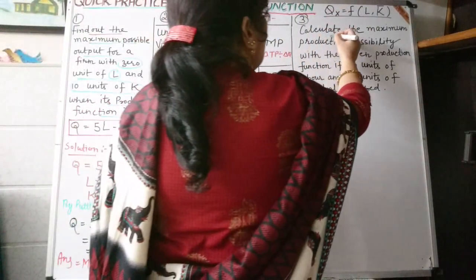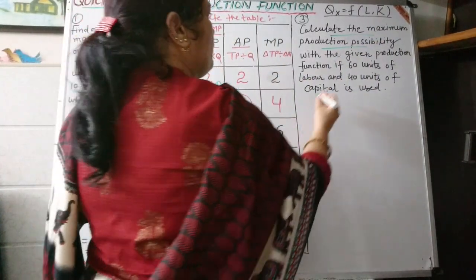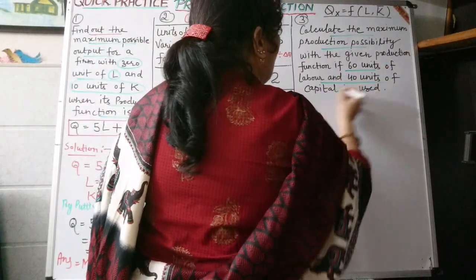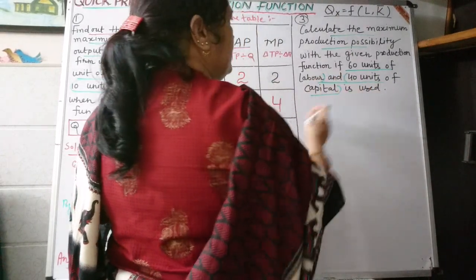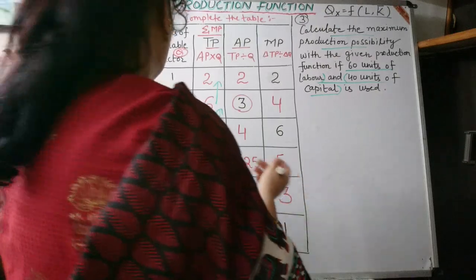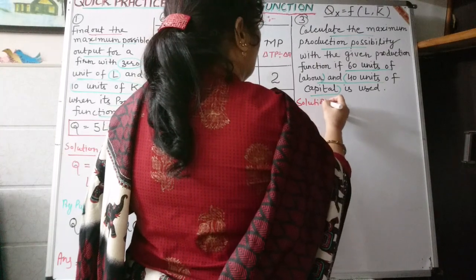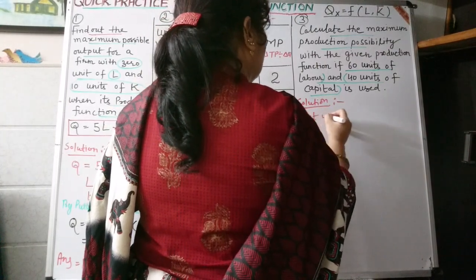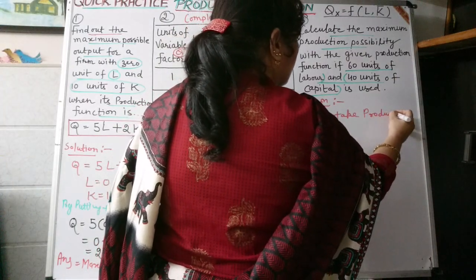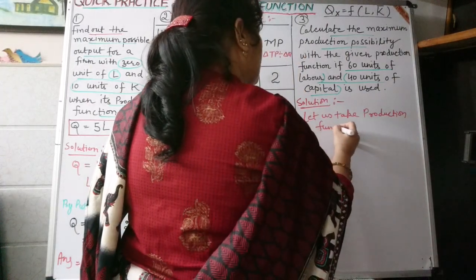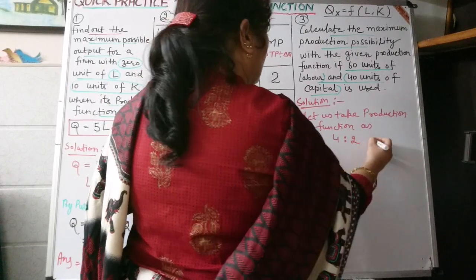The statement is given. Calculate the maximum production possibility with the given production function if 60 units of labor and 40 units of capital are used. So in this numerical, the production function is not given. For the solution, let us take any ratio as a production function. Let us take the production function as, we are taking 4 proportionate to 2.